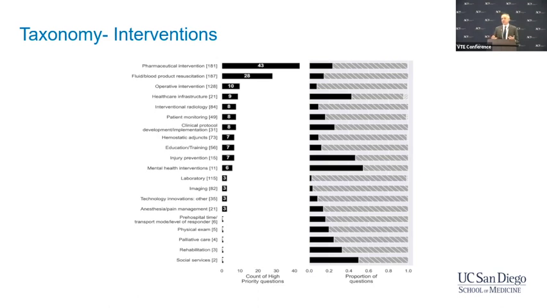This just gives you a little idea of which interventions got the most interest. The dark bars are the high priority questions. On the right side, you're seeing proportions. The gray bars are medium priority, the dark bars are high priority. So you can see pharmaceutical interventions scored very high, as did fluid and blood product resuscitation.